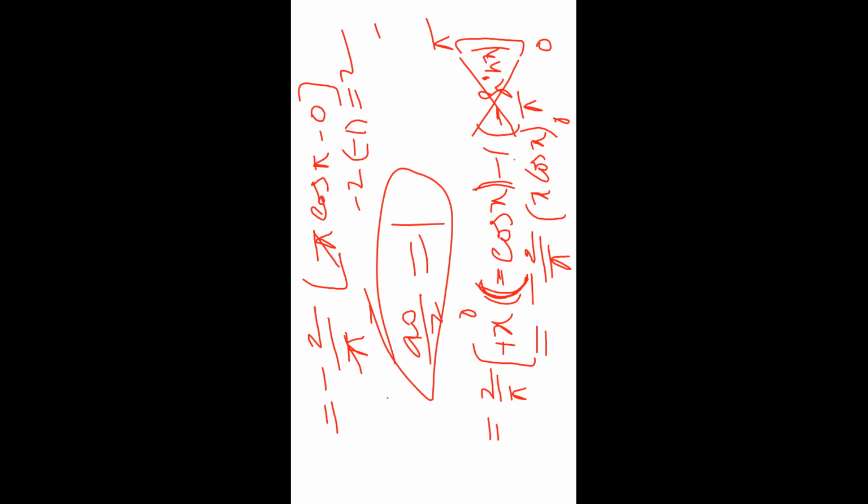So go to an. First, I am writing the formula of an. The formula of an equals 1 by pi, the given limit minus pi to pi, f of x into cos nx dx. But f of x is x sin x.